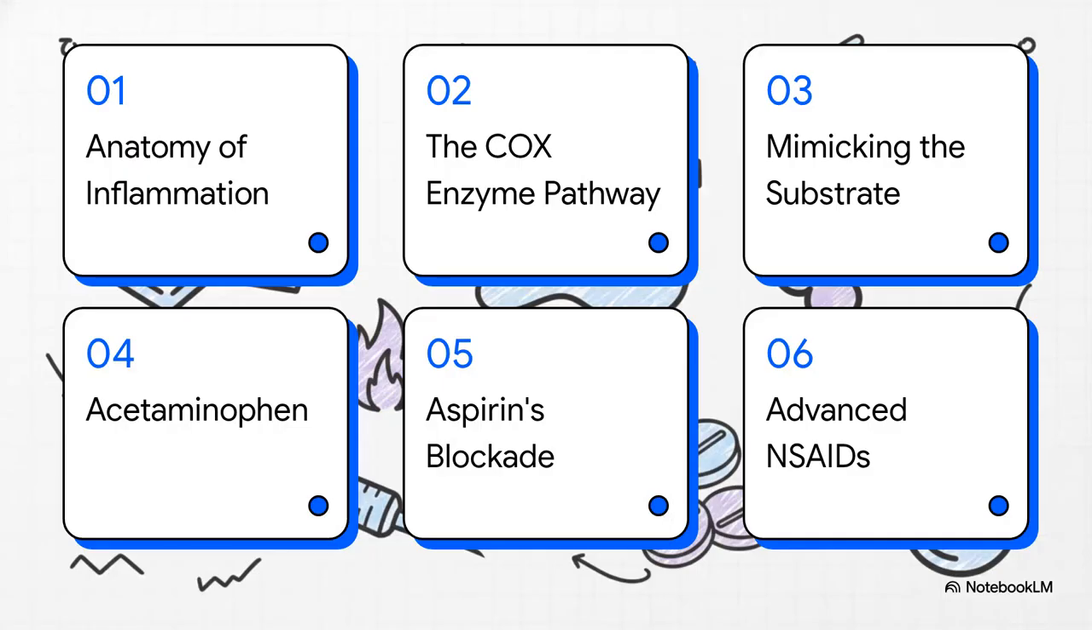Here's the roadmap for our explainer today. We're going to hit the anatomy of an inflammation, the COX enzyme pathway, mimicking the natural substrate, acetaminophen, the odd one out, aspirin's irreversible blockade, and finally, profens and advanced NSAIDs. Let's get right into it.